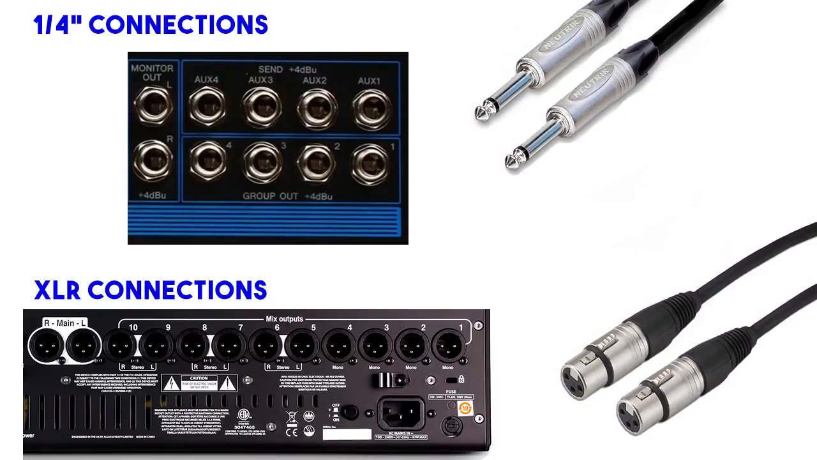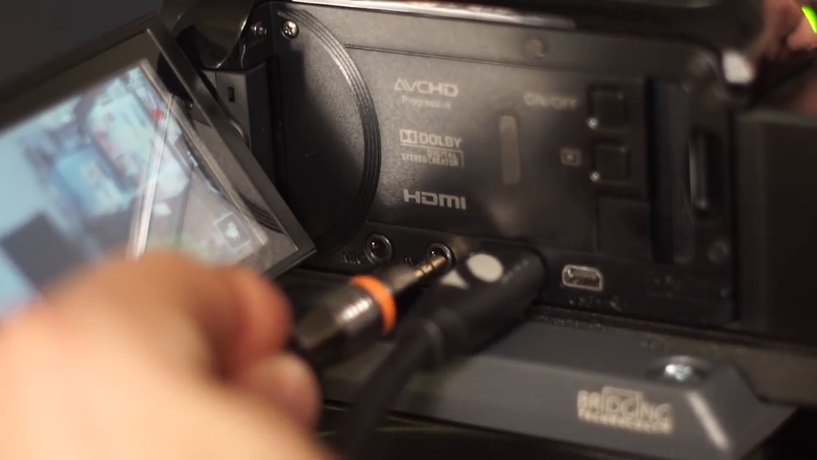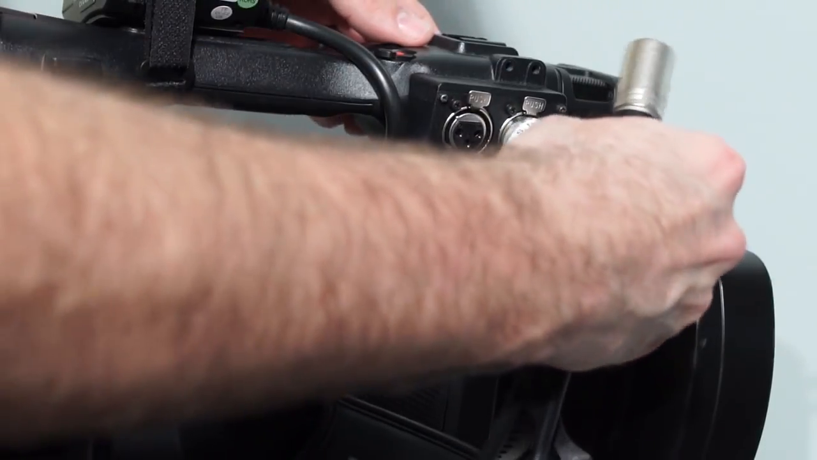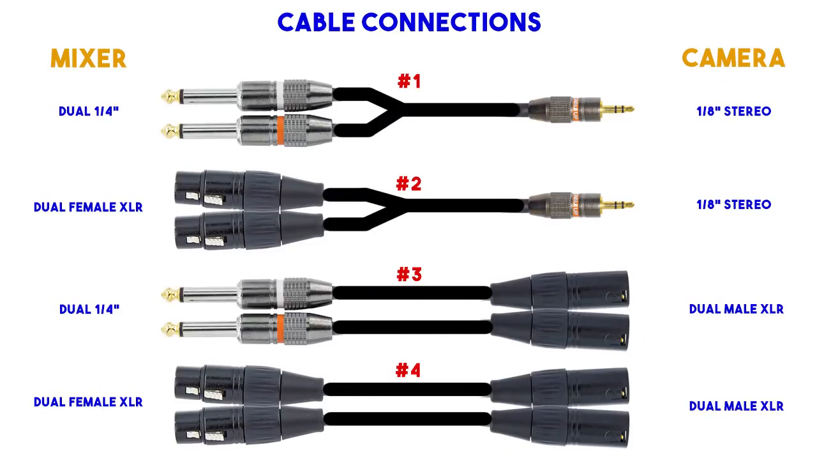The cables you need to connect your camera and mixer will depend on what output connections your mixer has and what input connections your camera has. Usually the mixer will have either 1/4 inch or XLR outputs, and your camera most likely will have either a stereo 1/8 inch connector, or on more professional cameras, it may have XLR mic inputs. So depending on what your camera and mixer have, you're going to need one of these 4 cables. I have links to each of these down in the description of this video.